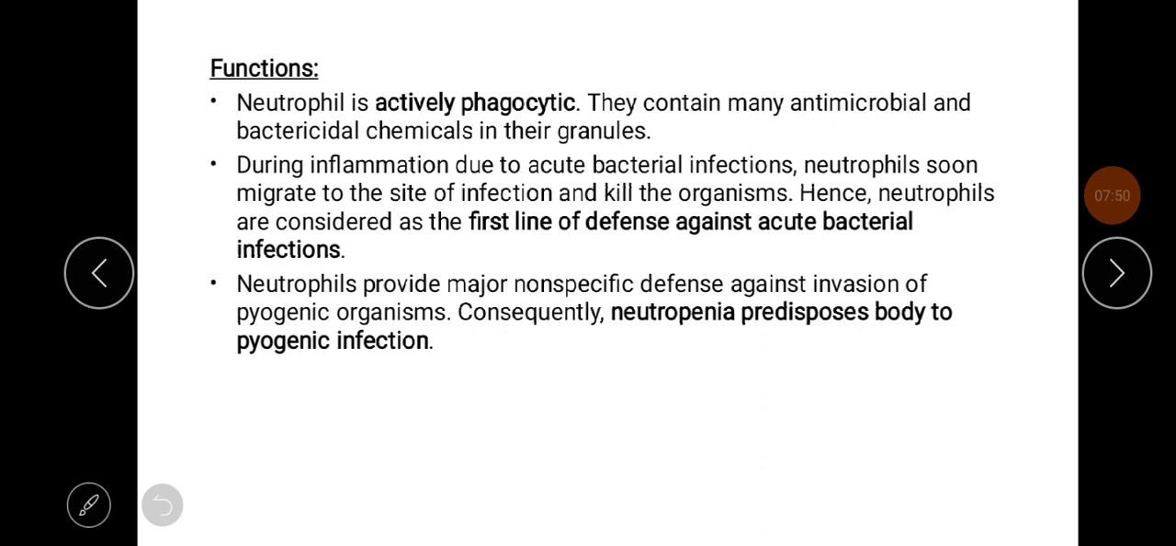The neutrophils are actively phagocytic. They contain many antimicrobial and bactericidal chemicals in their granules. During inflammation due to acute bacterial infection, neutrophils soon migrate to the site of infection and kill the organisms. Hence, neutrophils are considered a first line of defense against acute bacterial infections.